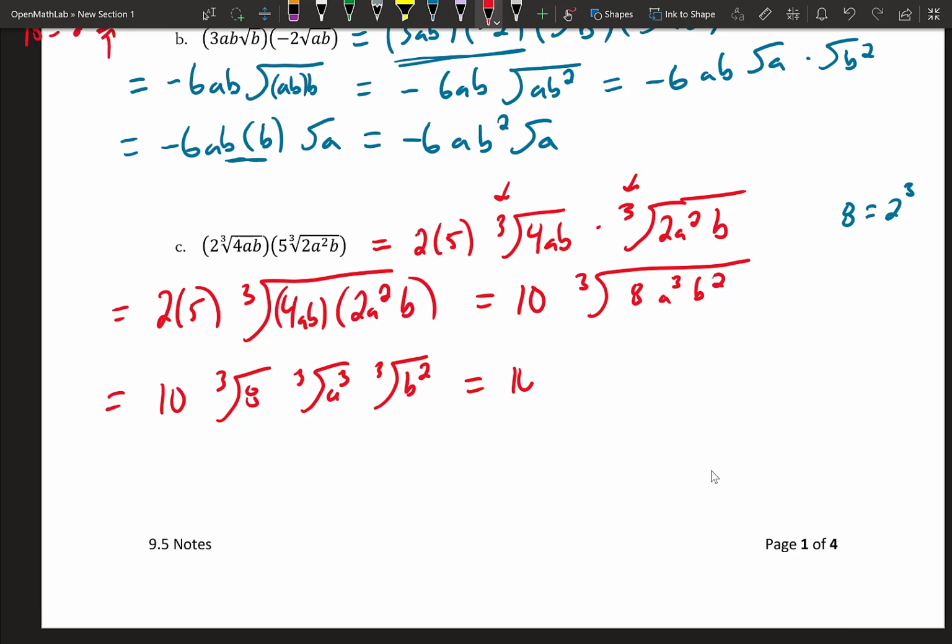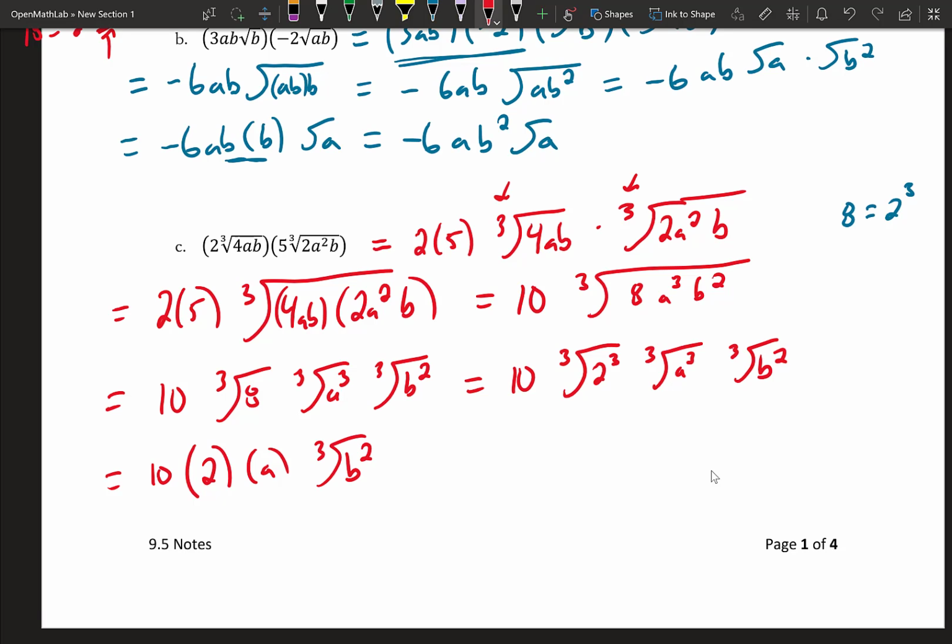So this would be 10 times the cube root of 2 cubed times the cube root of a cubed times the cube root of b squared. So then this would be equal to 10 times, so the cube root of 2 cubed is just 2, and then the cube root of a cubed is just a, and then the cube root of b squared, I can't simplify that at all, right? That's already simplified. So this would be equal to 20a times the cube root of b squared.